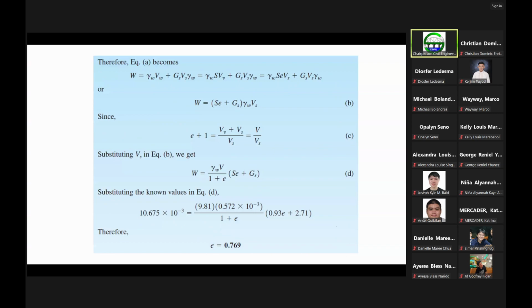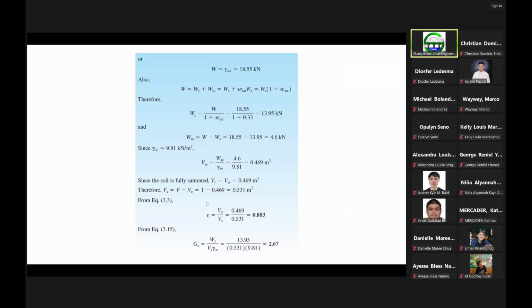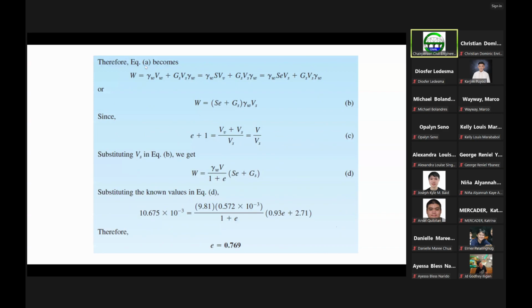For letter A, we have here the total weight is equal to the weight of water plus the weight of soil solids. But considering these formulas here, we can express the weight of water and the weight of the soil solids, so we substitute those formulas here.